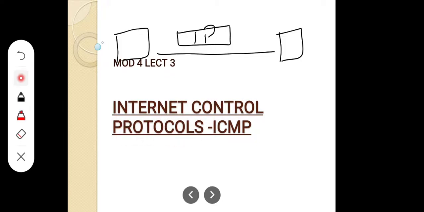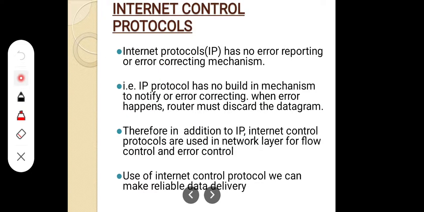In internet control protocols we are going to study a few protocols. The first protocol we are going to study is ICMP, internet control message protocol. Let us now discuss the introduction to internet control protocols. As I said, the IP or internet protocol has no error reporting or error correcting mechanism.